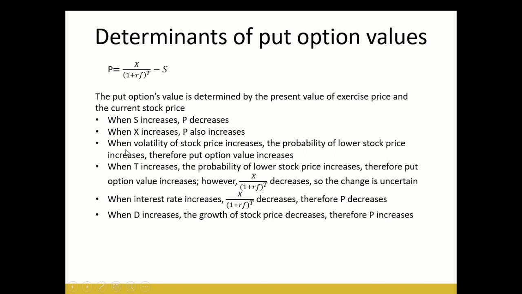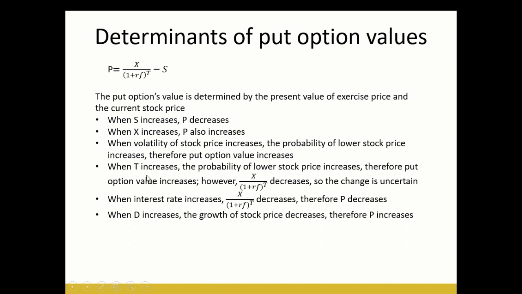Let's look at the volatility. If the volatility of the stock price increases, if the sigma increases, the probability of getting a lower stock price increases. Remember, for the call option buyer, we want a higher price, and for the put option buyer, we want a lower stock price. So if the stock is very volatile, the probability of getting a lower stock price increases, therefore the put option value increases.